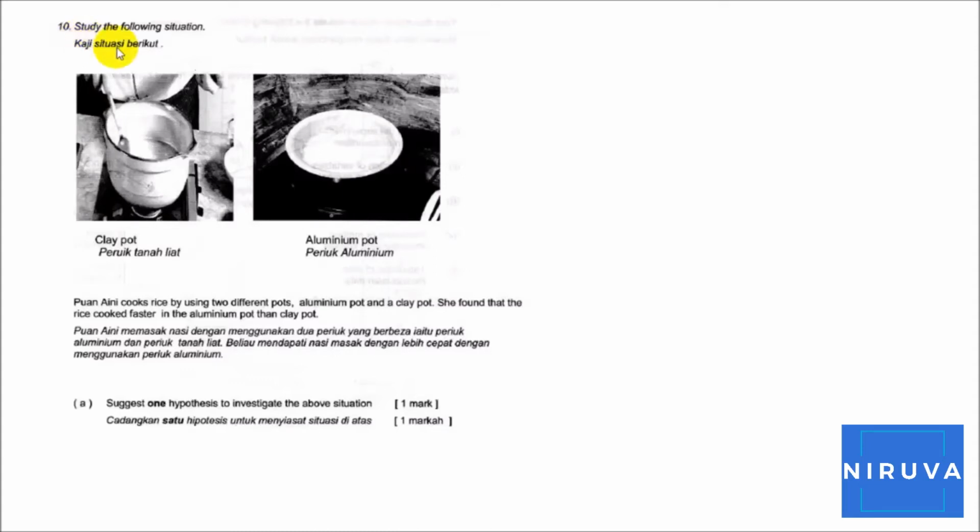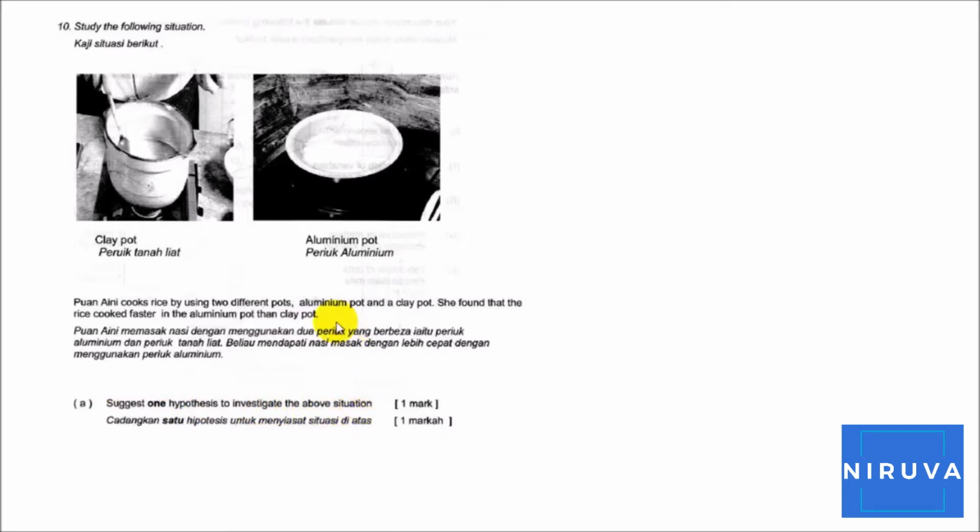Alright, for question 10, study the following situation. Okay, so we are given the situation where Puan Aini cooks rice by using two different pots, aluminium pot and also clay pot. And she found out that the rice cooked faster in the aluminium pot compared to clay pot. Okay, so here suggests one hypothesis to investigate the above situation.